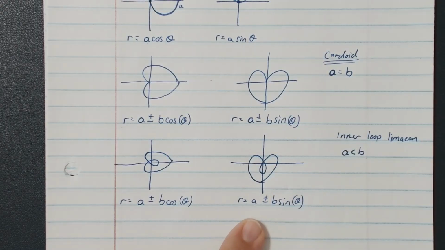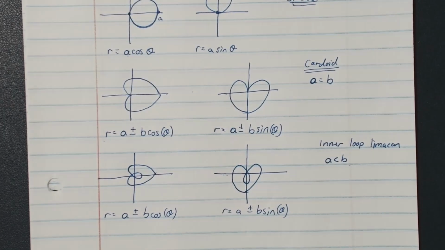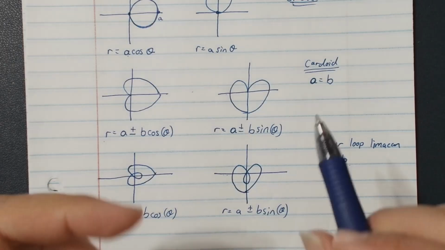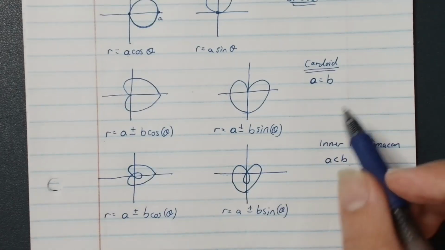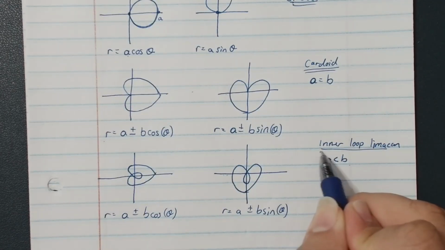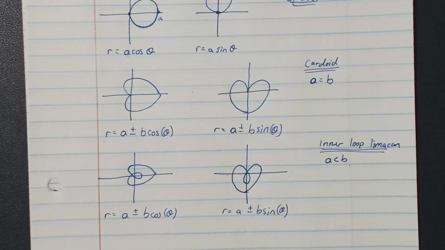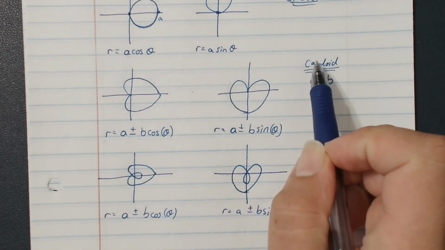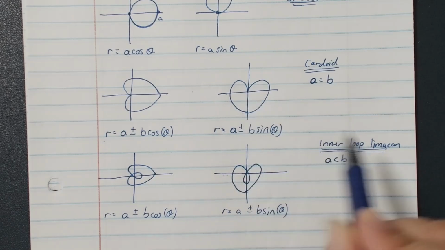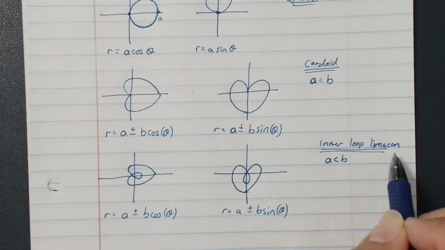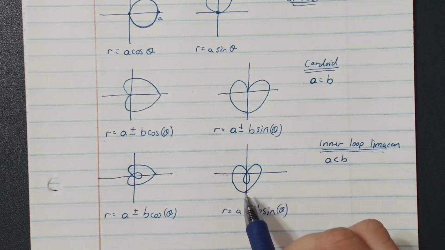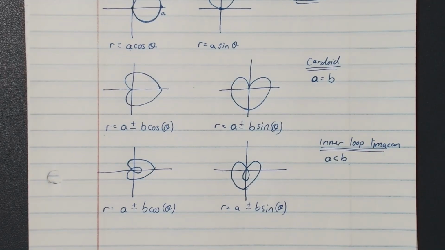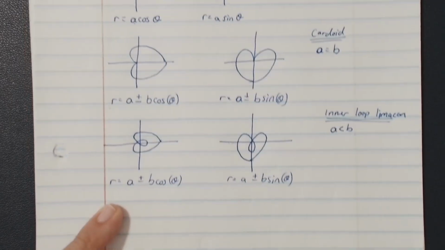There you go. Here, if you want to consider these as two separate graphs, of course you can, because they are labeled as two separate graphs. However, both of these are actually examples of limaçons. A cardioid is a limaçon that has a point on it, and an inner loop limaçon is a limaçon with an inner loop. Okay, so there's two kinds of limaçons. Well, actually, there's a third type.